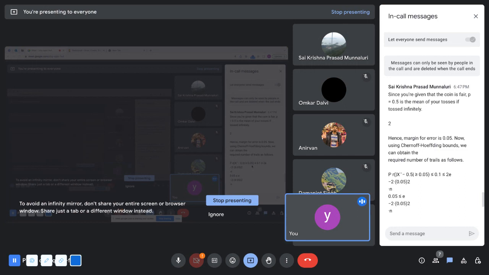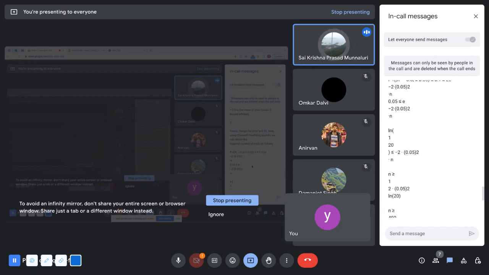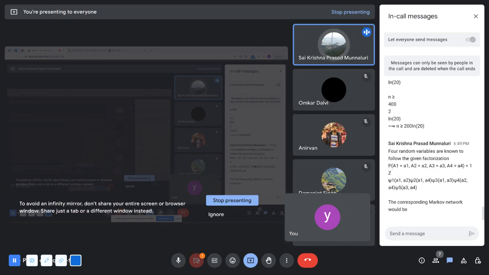Any more questions I can try to answer? Can I ask a question from previous week, sir? Yeah, I'll try to answer. Basically it's something related to factors in a Markov network. They've given four random variables and a set of factors, and they want us to draw the Markov network for that.